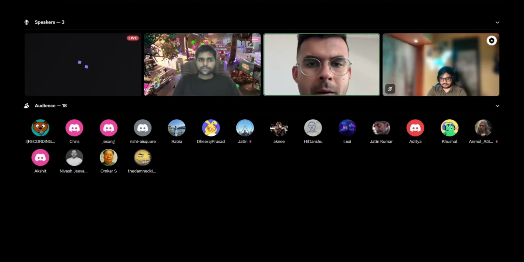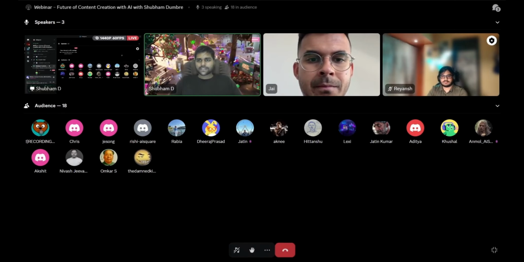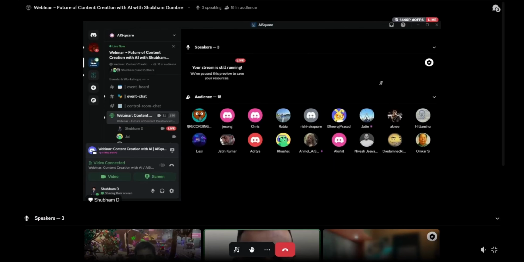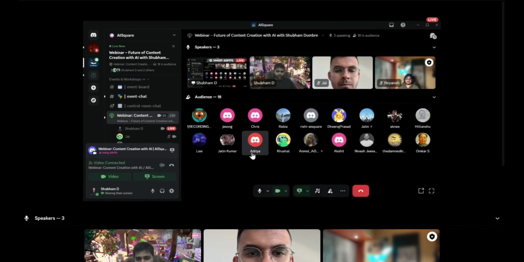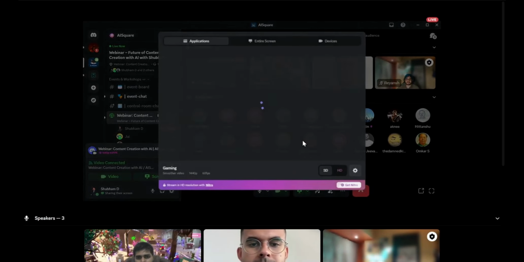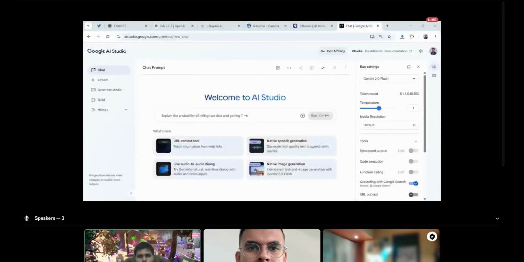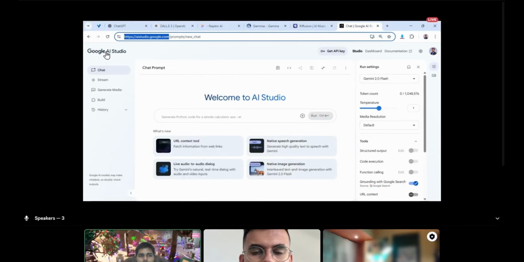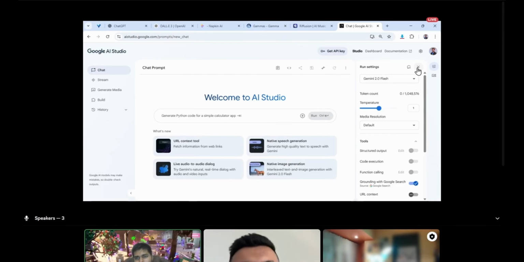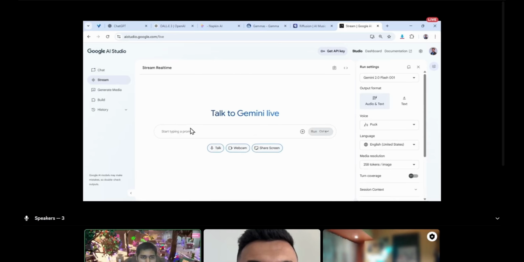Okay. So I hope you can see my screen now. Yep, visible. I hope now you guys can see my screen. Yeah, so I am on Google AI Studio. This is a simple platform. Here you can go to this option that is stream, and you can talk with the AI model. I'll try, but I don't know whether it will work with the mic because we are using it for the webinar.